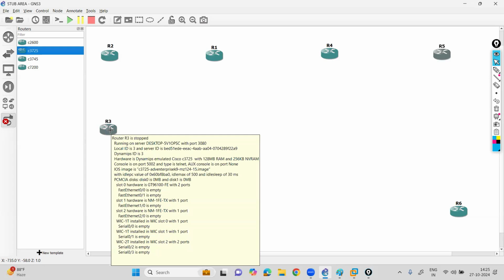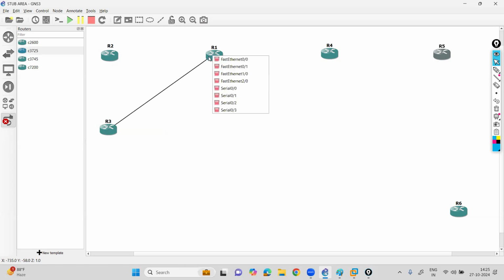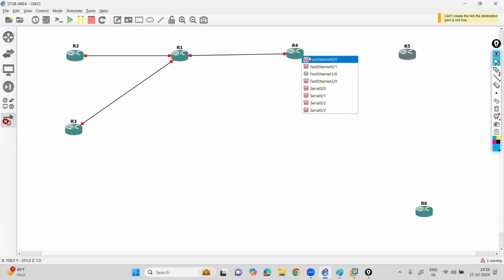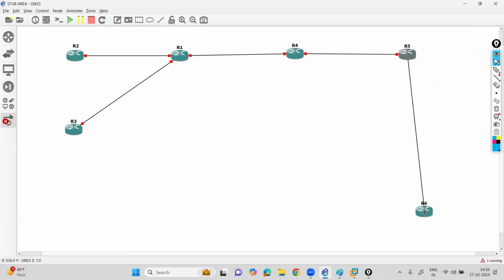It's Fast Ethernet. Just hold on for a second. Okay. So FA0/1 is connected with FA0/1. Here we have FA1/0, FA1/0. And this is connected to this side. Right or not? So we have a network like this, dear.